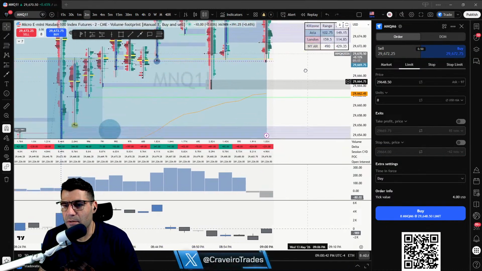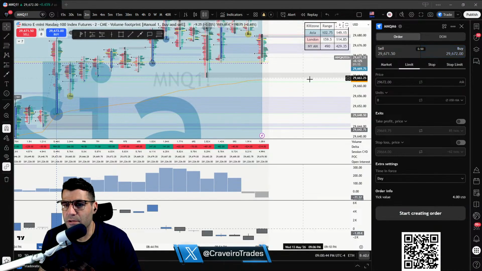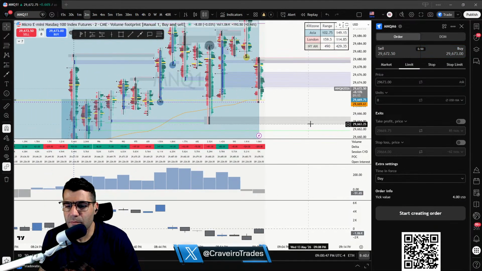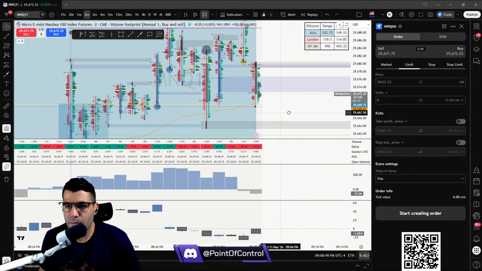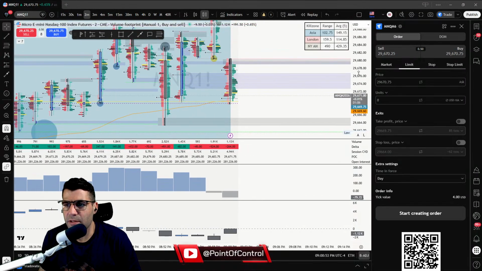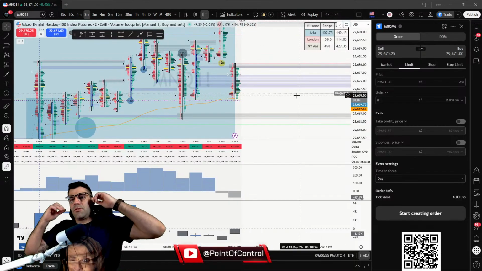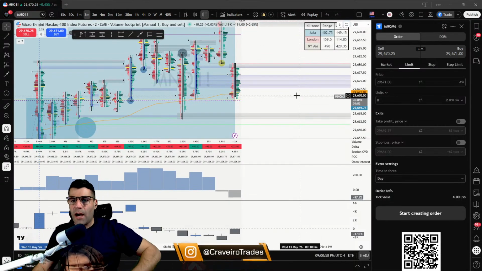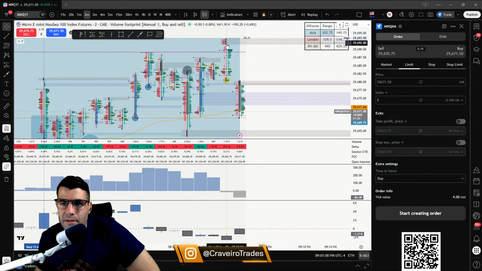Here's the move I was anticipating. We have strong shorts stepping up to the plate. Let's see how we react off the point of control. I very well may take a short. Wow, really, really large absorption. This is what I've been talking about.